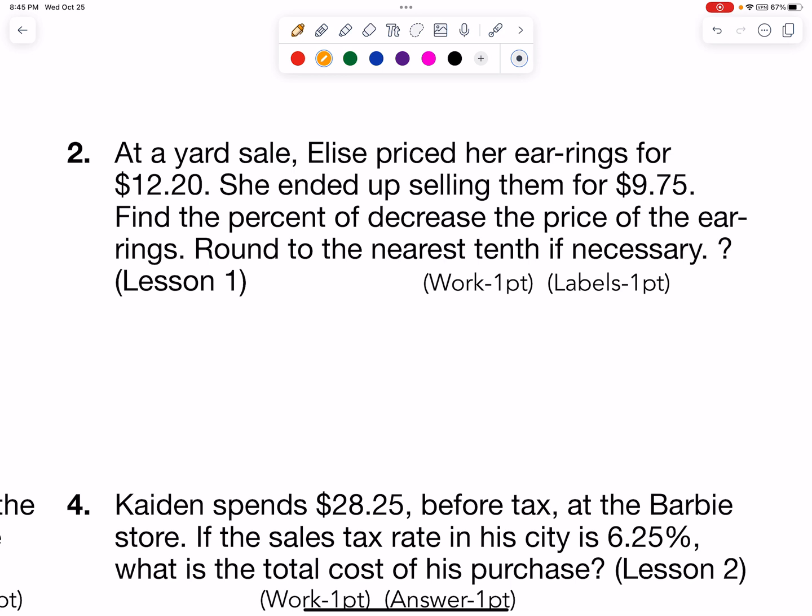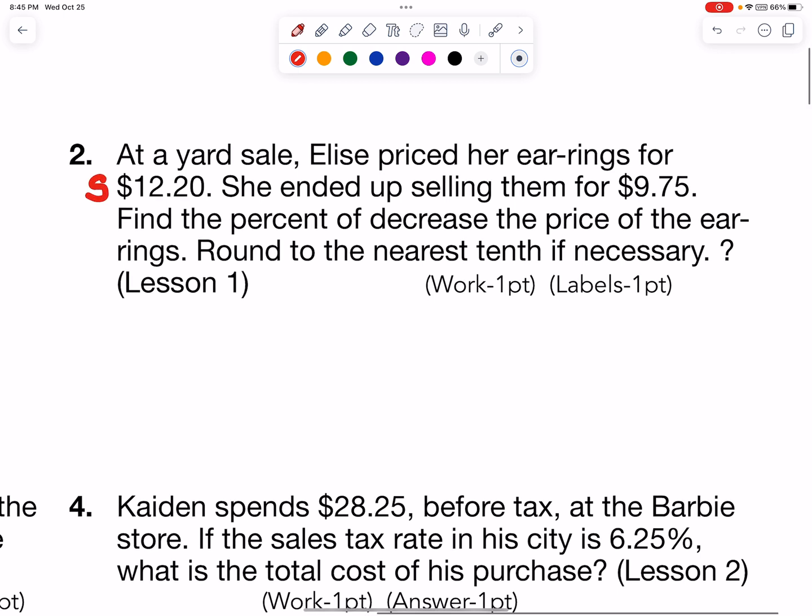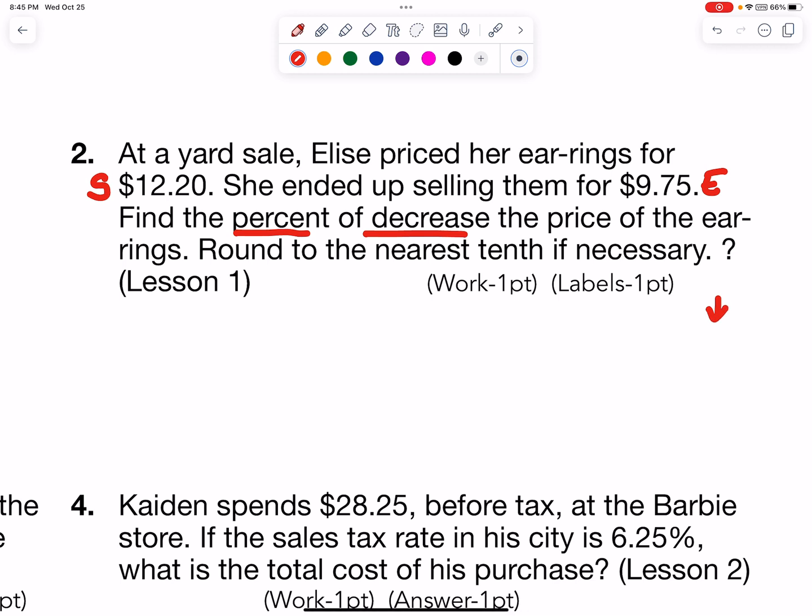At a yard sale, Elise priced her earrings, you know she loves her earrings, for $12.20. She ended up selling them for $9.75. Here's my start, here's my end. I'm finding the percent of decrease, so you can make some notes to know that it goes down, just to remember. All right, let's set it up: end minus start over start.